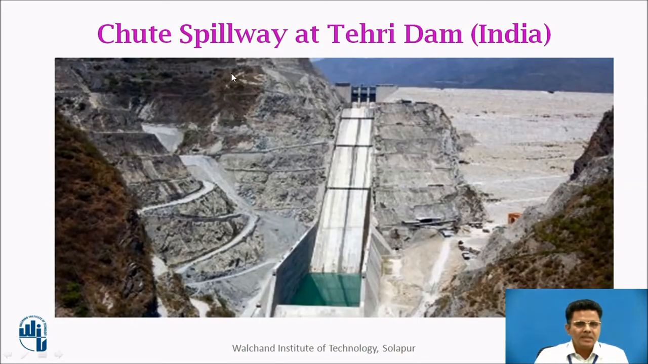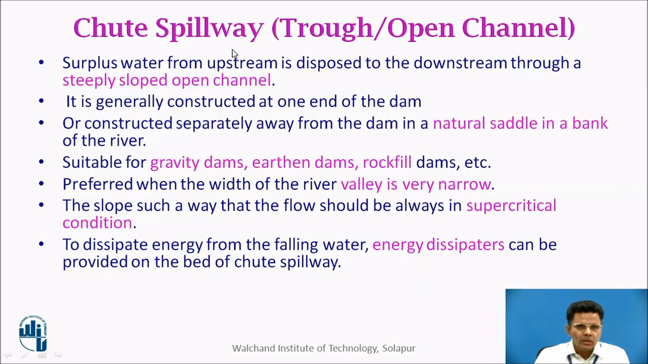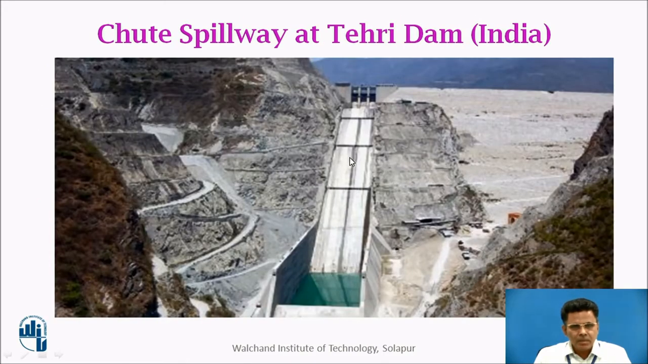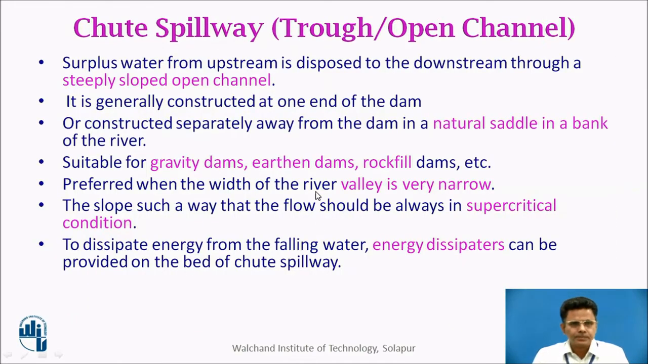Now, this is a chute spillway at Tehri Dam in India. Basically, Tehri Dam is an earth dam, whereas this spillway portion is constructed in concrete. So, what are the characteristics of a chute spillway, which is also called a trough spillway or open channel spillway? Surplus water from upstream is disposed to the downstream through a steeply sloped open channel. This is the steeply sloped open channel. This is a peculiarity of the chute spillway.